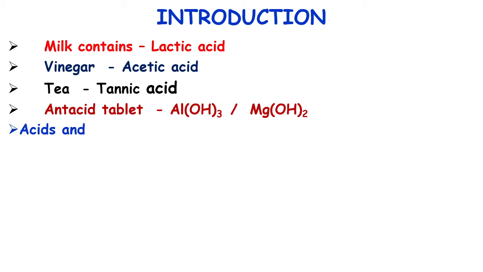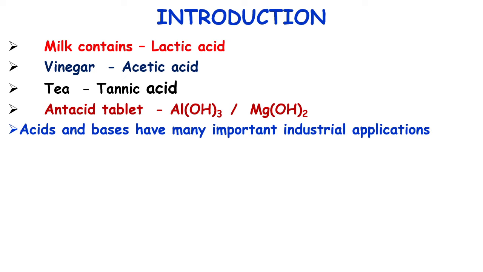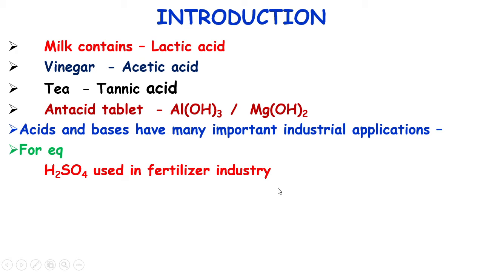Acids and bases have many important industrial applications. For example, sulfuric acid is used in fertilizer industry. Sodium hydroxide is used in soap industry. So it is important to understand the properties of acids and bases.